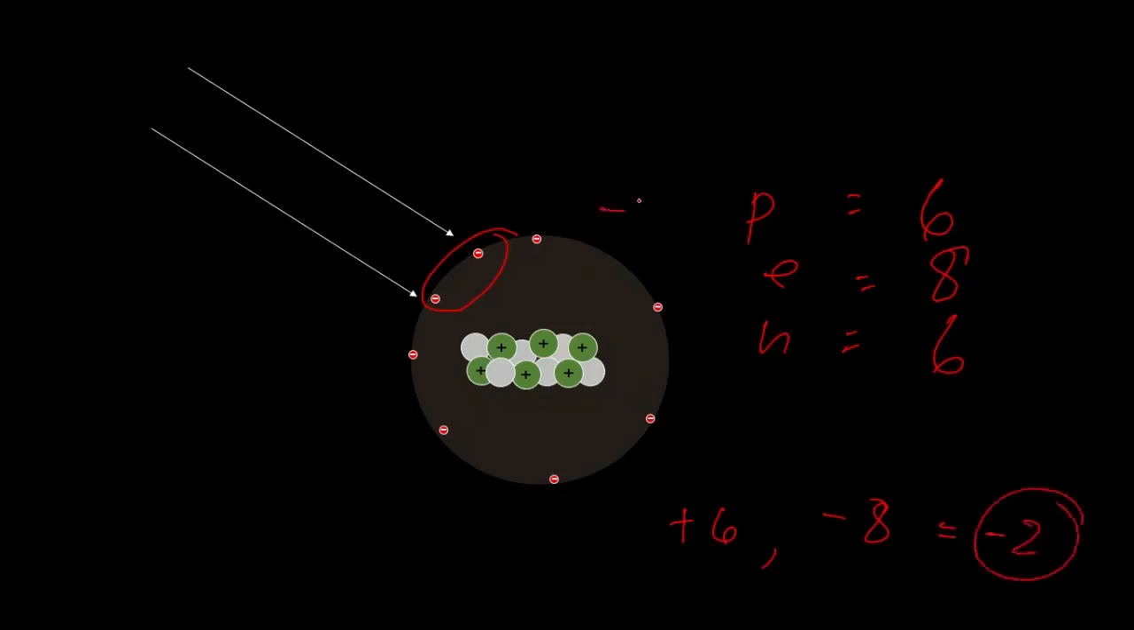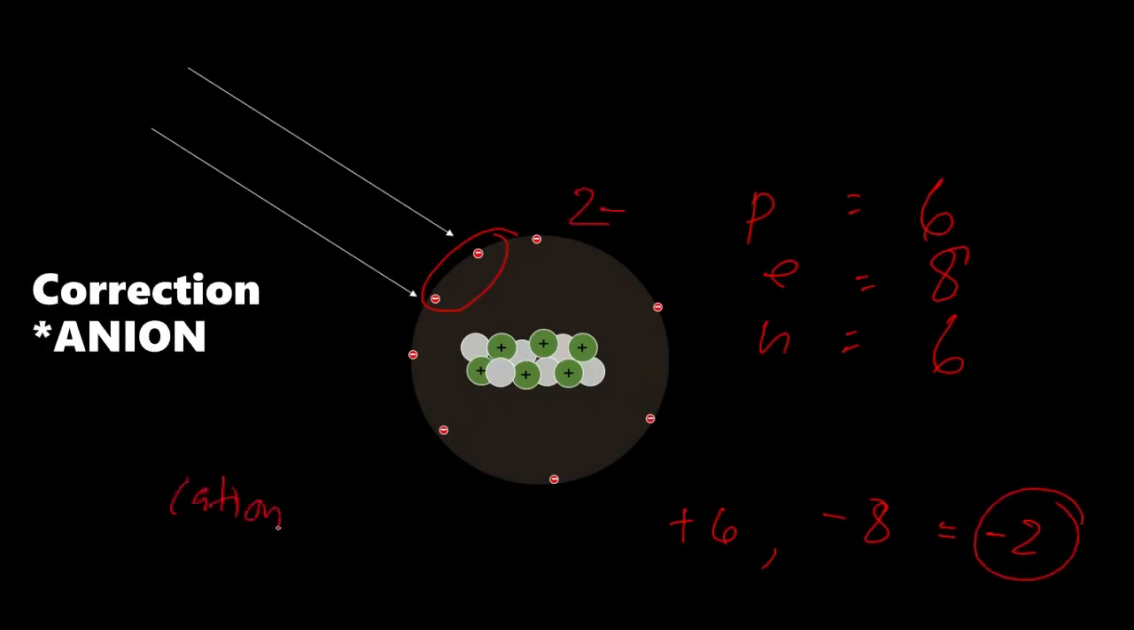So this becomes a negative ion. So we call this one an anion because it's negative. And the charge is negative 2.